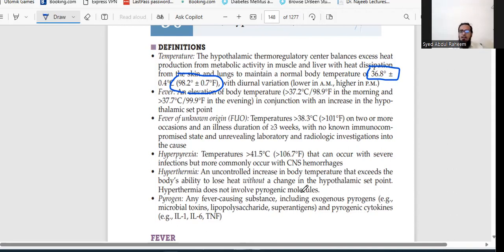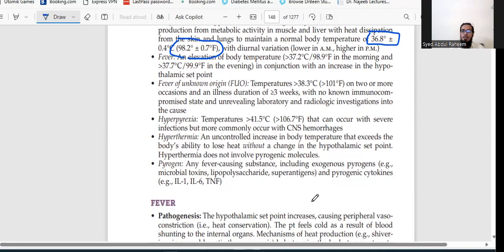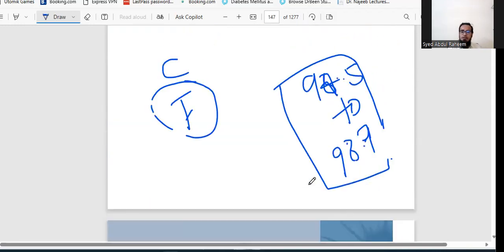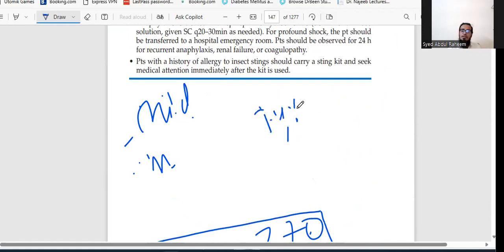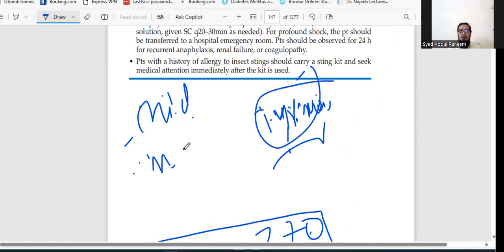Here, another use: we have three types of fever. You can differentiate mild fever, moderate fever, and severe fever. Another name for fever is pyrexia. What do we call it? Pyrexia. Mild pyrexia, moderate pyrexia, and severe pyrexia.